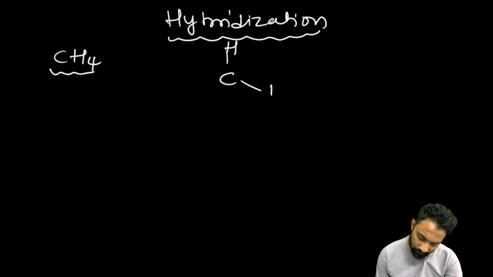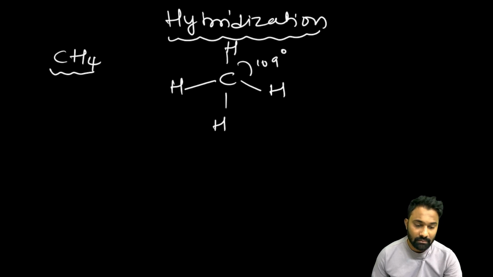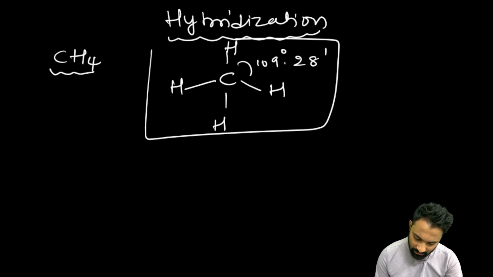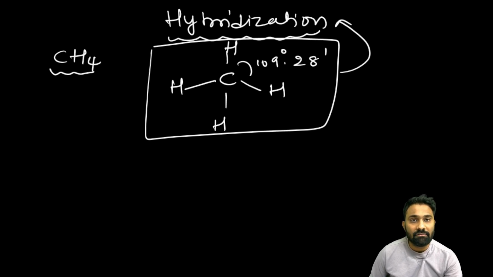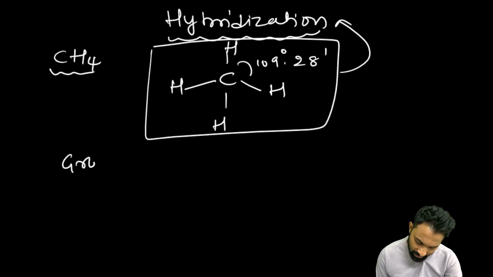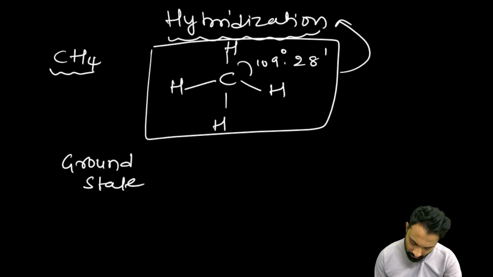First of all, we are going to look at carbon. Experimentally we have found that carbon and these hydrogens have a bond angle of 109 degree 28 minutes. So how is hybridization helping to explain this bond angle between the carbon and hydrogens? First, we need the ground state electronic configuration of the carbon, because the carbon is the central atom.